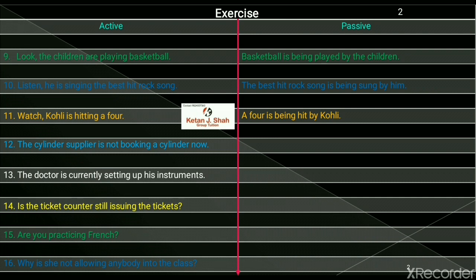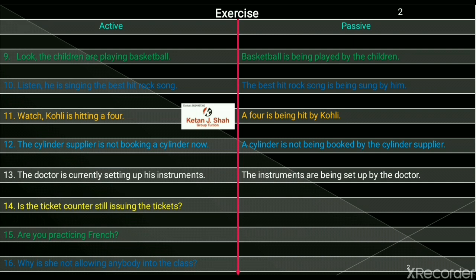The cylinder supplier is not booking a cylinder now becomes a cylinder is not being booked by the cylinder supplier. The doctor is currently setting up his instruments becomes the instruments are being set up by the doctor.